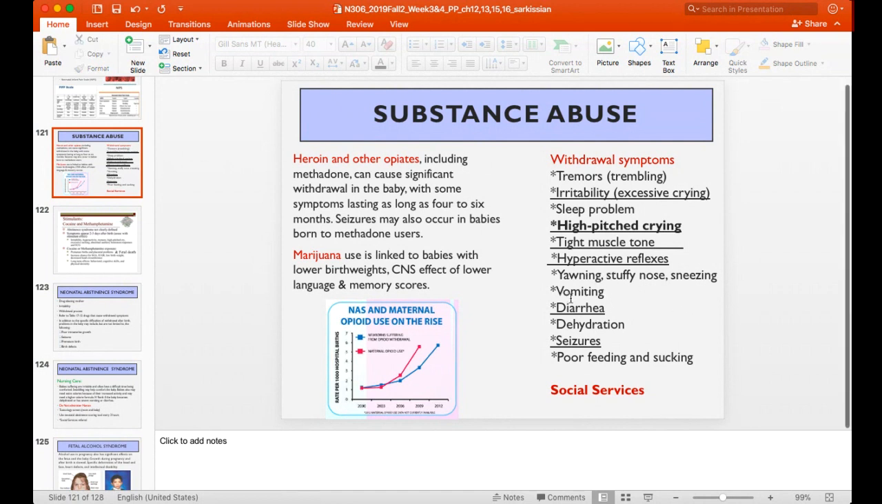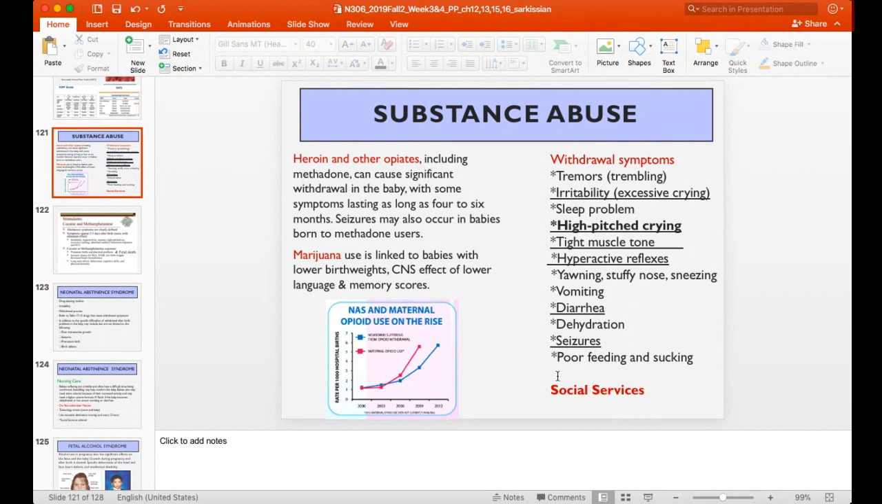Vomiting, signs of withdrawal. Diarrhea. I was in the NICU the other day and that baby had diarrhea within 10 minutes. We changed the diaper 4 times, okay, and it had just been fed. They don't do well. They're vomiting, diarrhea, it's withdrawal. Dehydration from all the vomiting and diarrhea, they're at risk for it. Seizures, okay, from the tight muscle tone and the hyperactive reflexes. And then poor feeding and sucking. Again, they're really irritable. They're just not doing well.